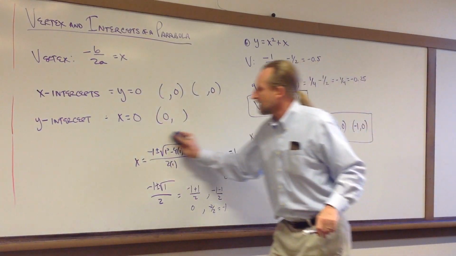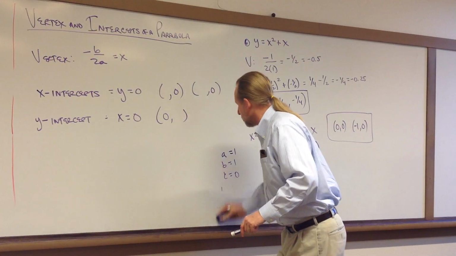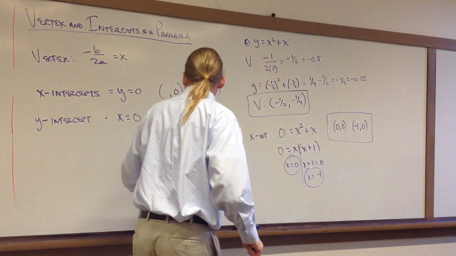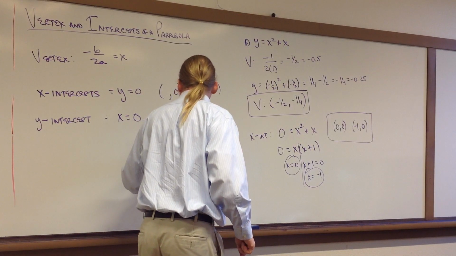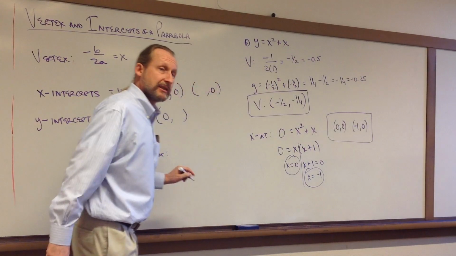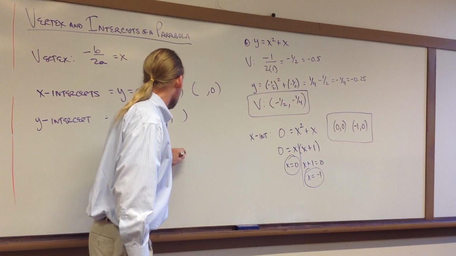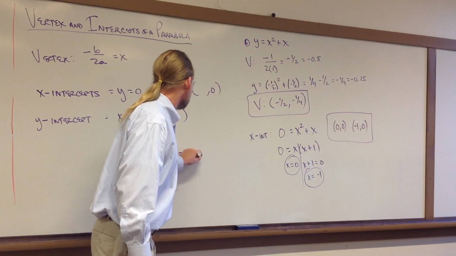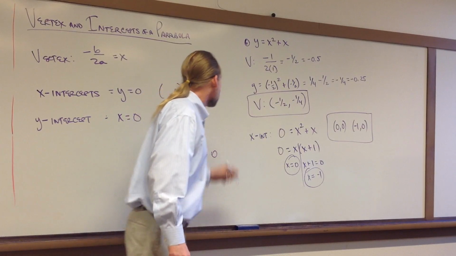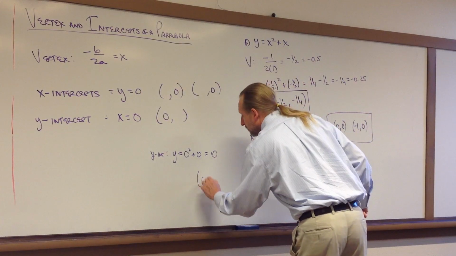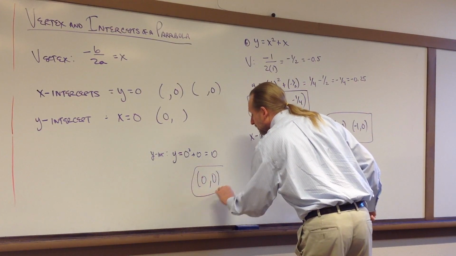All right, last thing we need to find, the y-intercept. And as usual, this one is pretty straightforward. Let's see, am I standing in front of the camera here? So we just want the x's to be 0. Notice, so our y-intercept then is the point 0, 0.